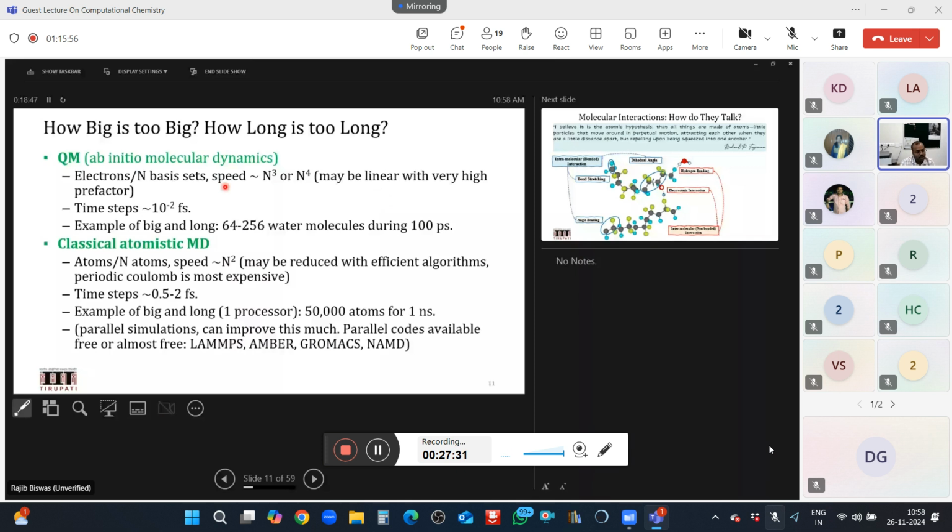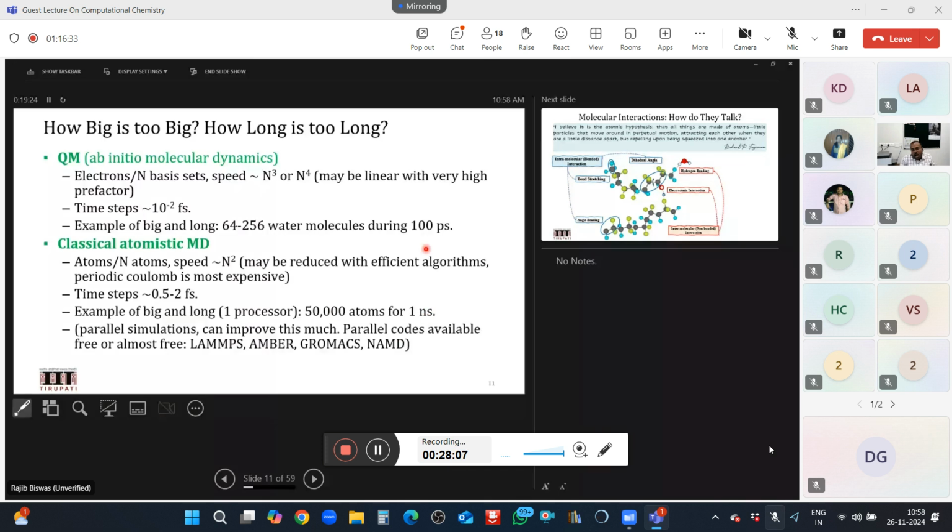The cost scales with the number of electrons cubed, or n to the power 4. So they are horribly computationally expensive, and the dt, the integration time step, can be sub-femtosecond. As far as classical MD is concerned, on only one processor on your desktop or workstation, you can go up to 50,000 atoms and simulate 1 nanosecond without any issue. But if you are using HPC, a high performance computational facility, then you can go for billions of atoms, and you can go for microseconds as well.